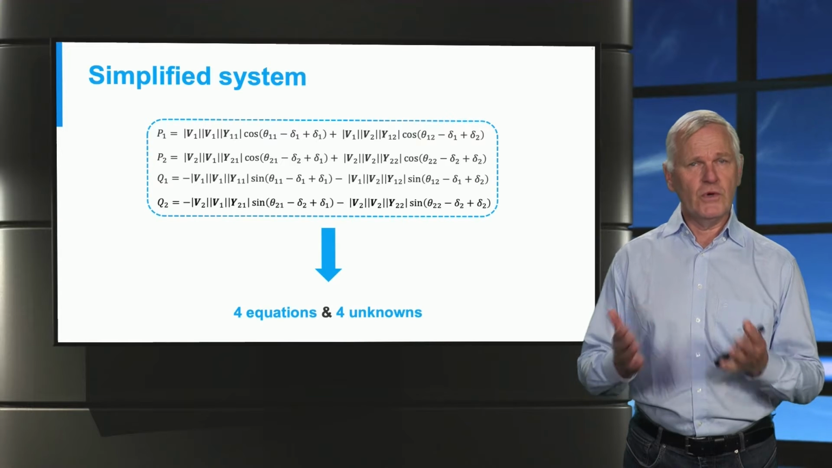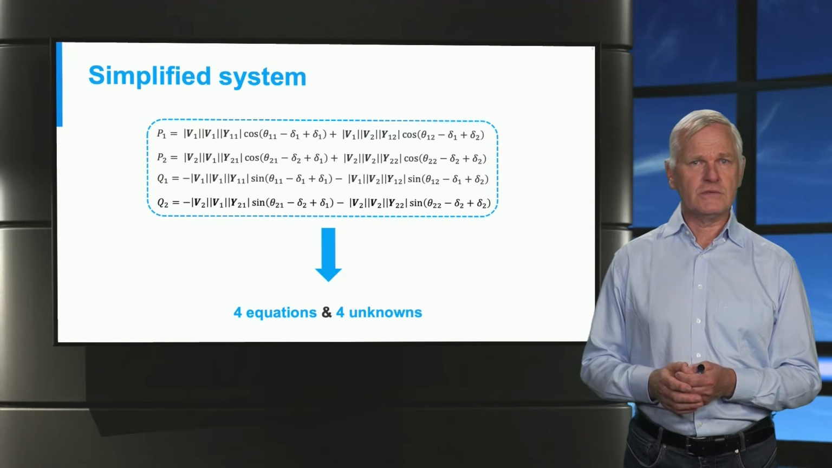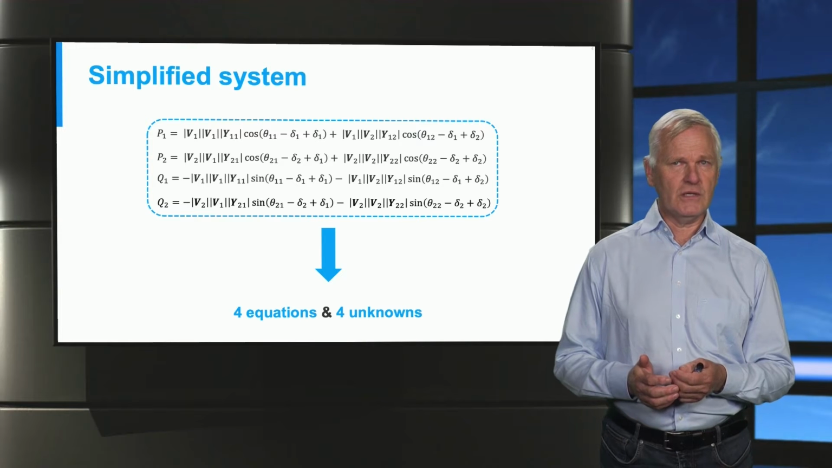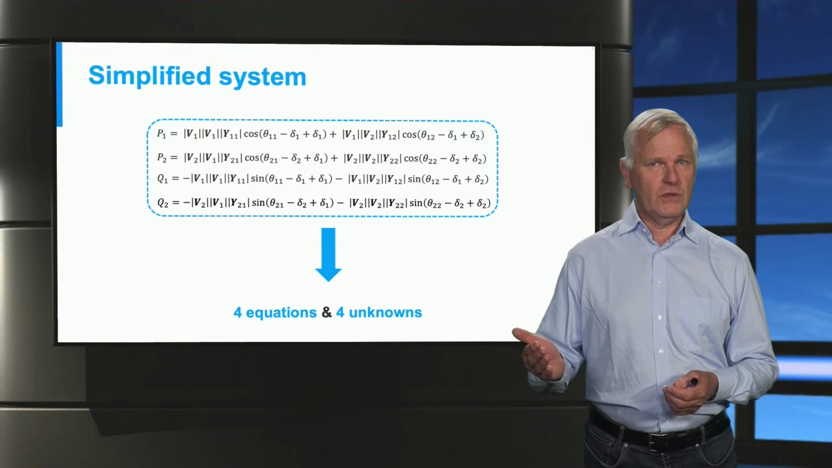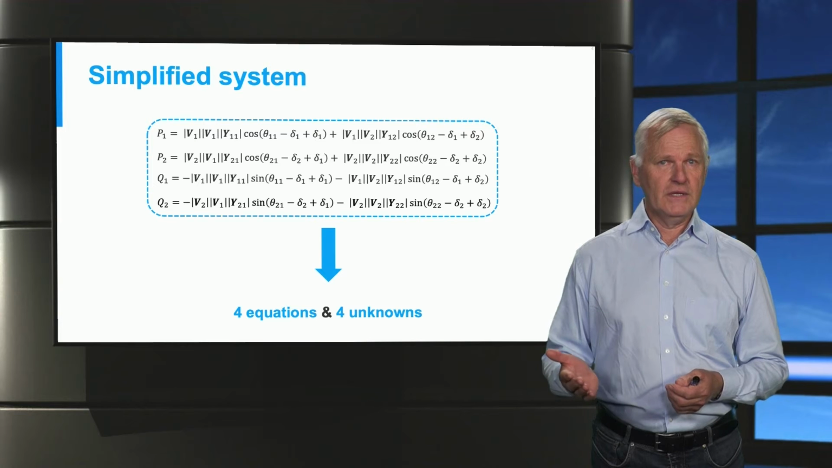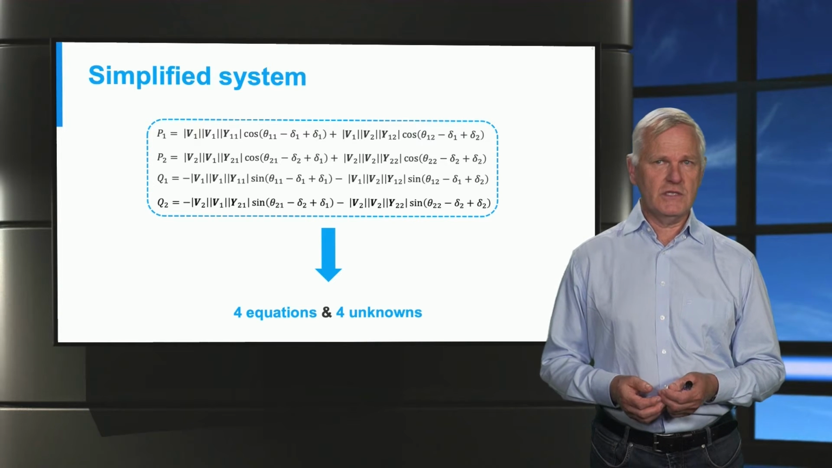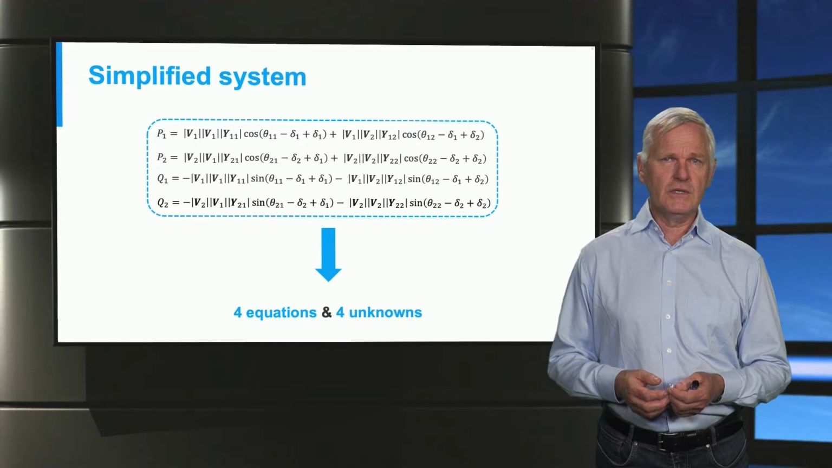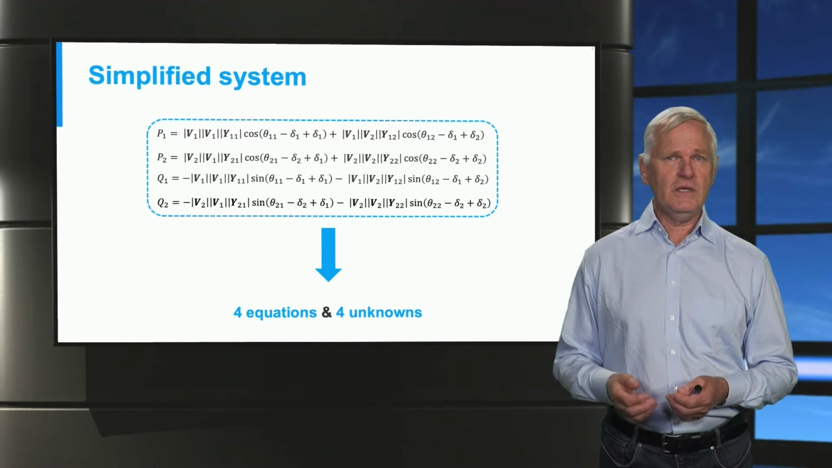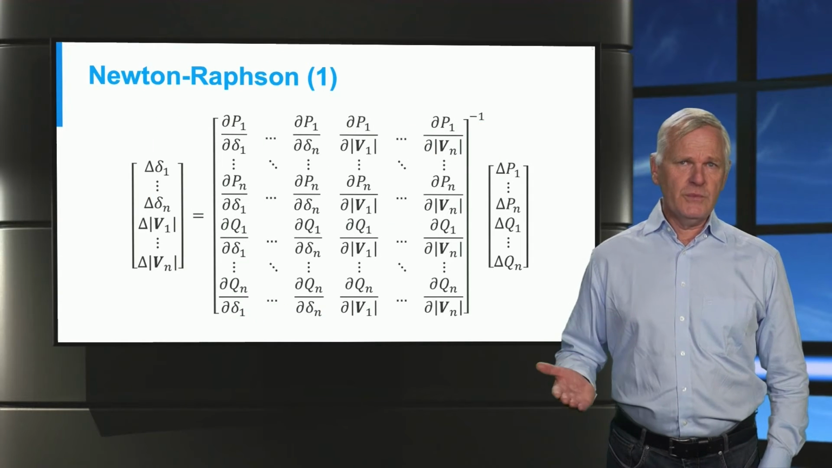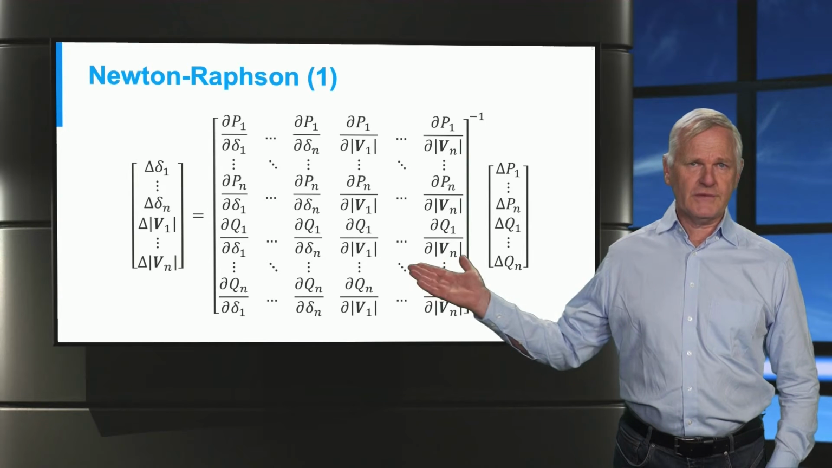This system has 4 equations with 4 unknowns. If you look closely, you can see that these equations are nonlinear. For example, the unknown V1 is multiplied by itself. And then there are also unknowns inside the sinusoidal functions. Such a problem requires an iterative solver to give a good answer within a reasonable amount of time. The go-to method is the so-called Newton-Raphson method.